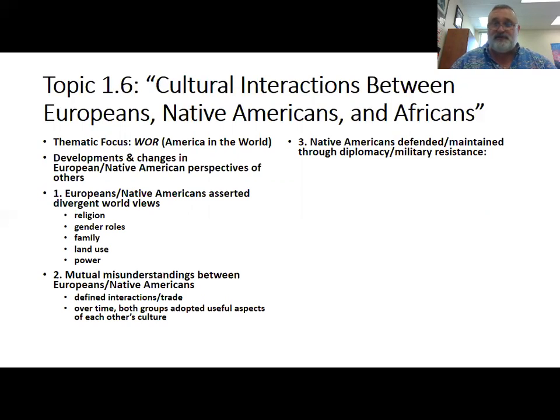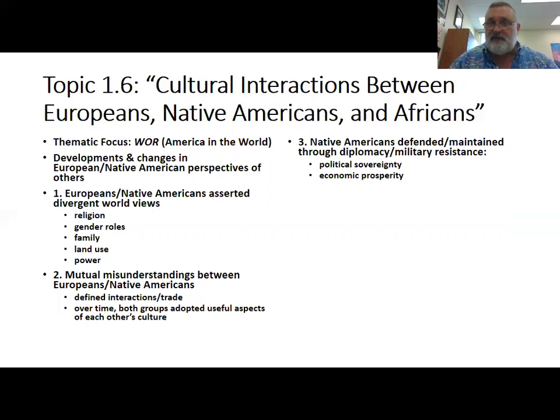For instance, gender roles were very different between Native Americans in some ways and Europeans. So what were these roles before, and how did they change? Lots of misunderstandings with one another. It affected everything, not just military conflict, but society, economics, governmental structures.